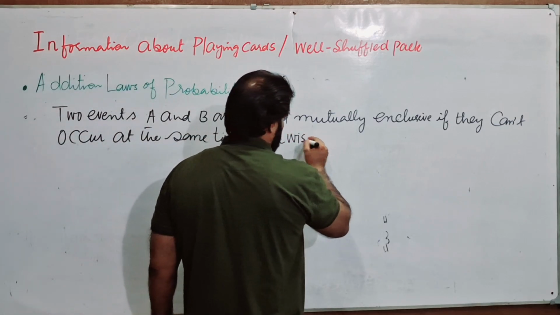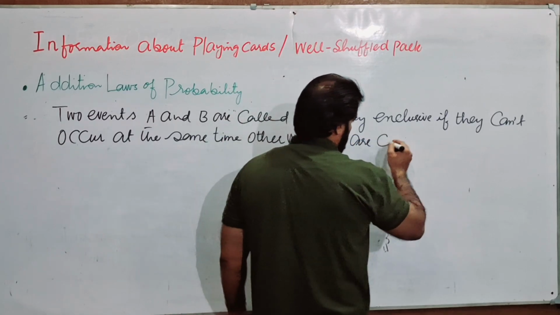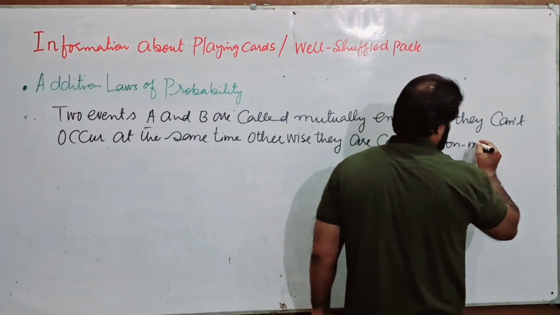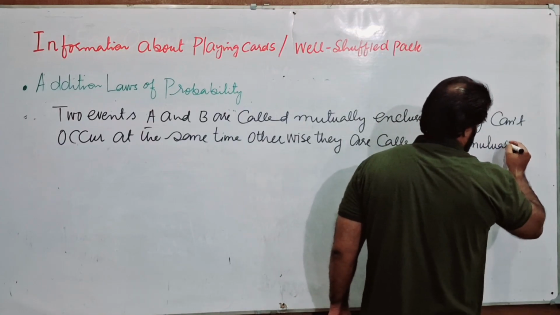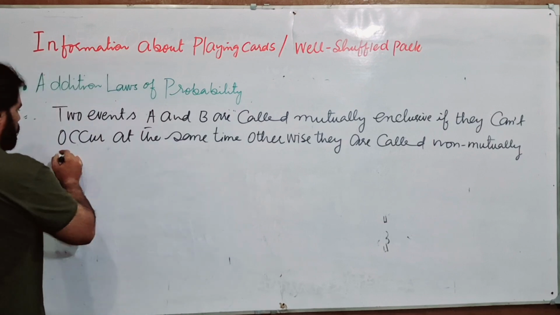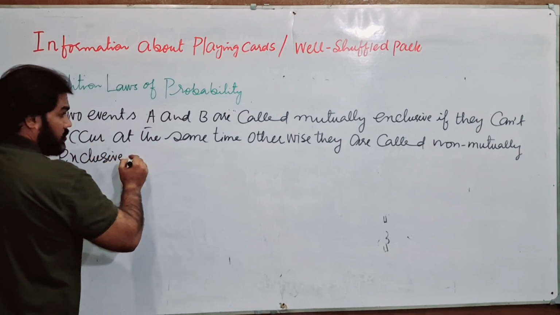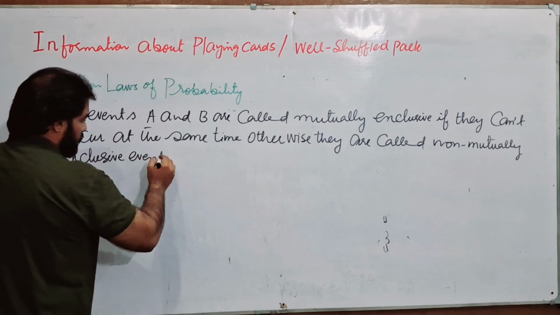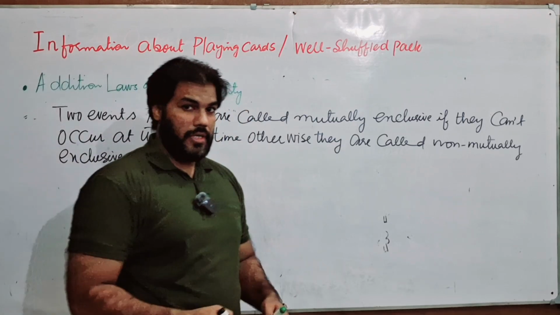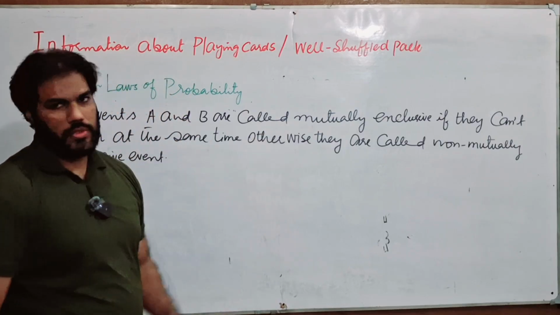Otherwise they are called non-mutually exclusive events. Meaning to say, if they can occur together, then they are called non-mutually exclusive. If they cannot occur together, then they are called mutually exclusive.